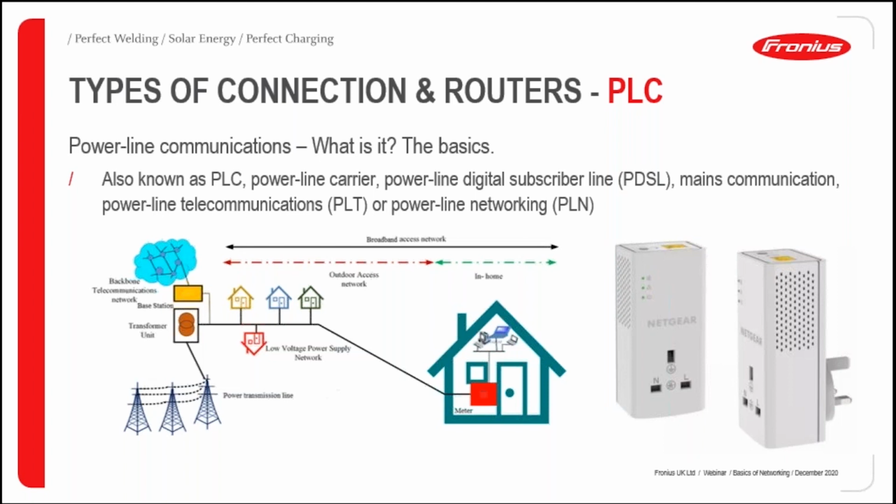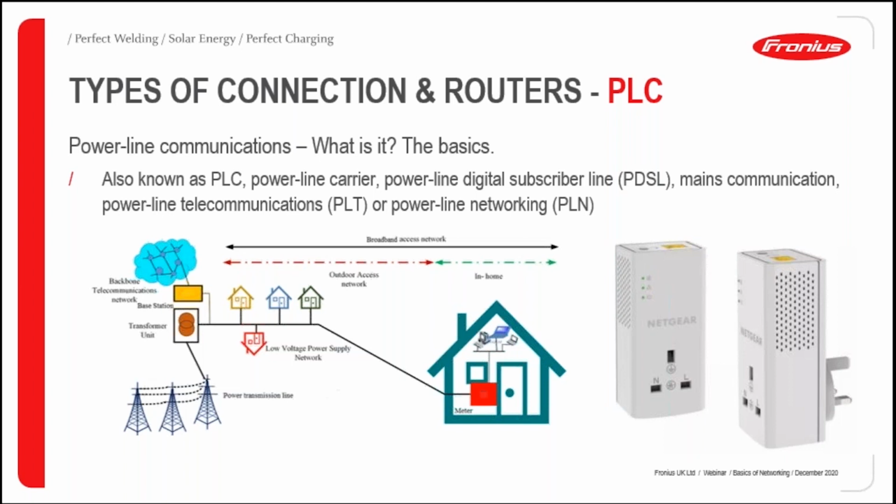So you can see here in the diagram that the telecommunications network sends the signal to a base station and then onto the transformer unit where it meets the power transmission line. The two then meet and travel along the same cabling and eventually reach the destination, and the two signals are split again to give both power and internet.